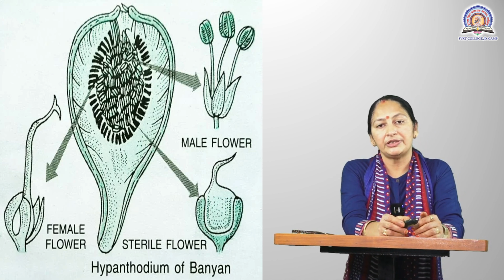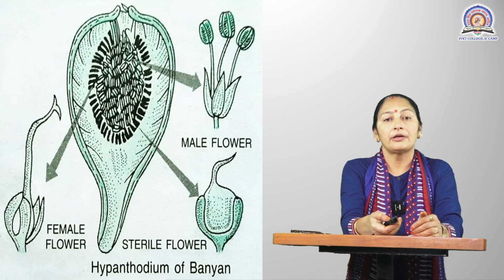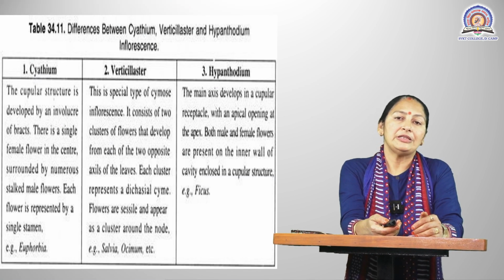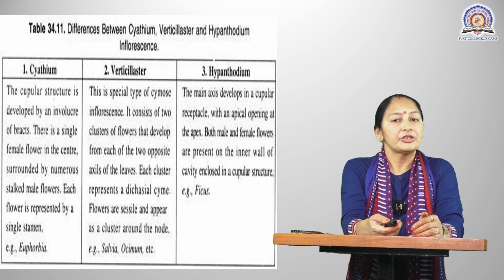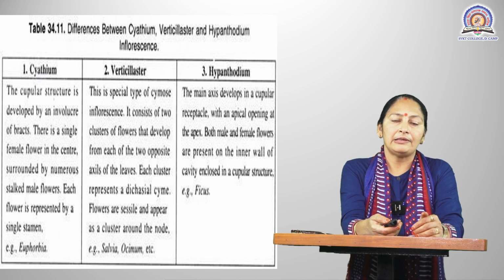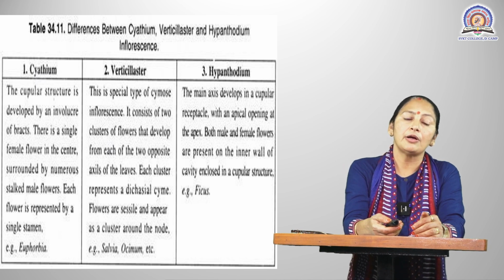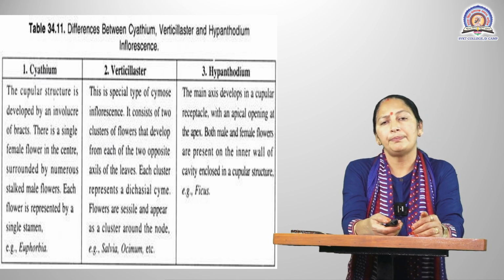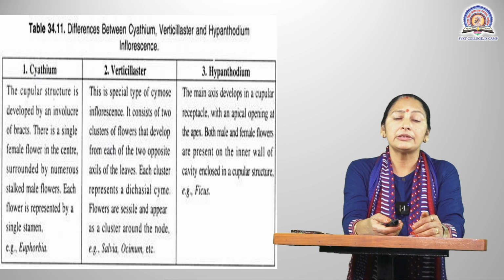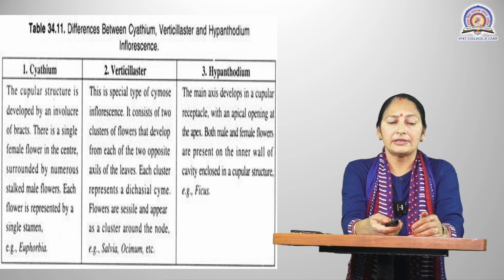A good example is the banyan tree; the fig and ficus are the same. These are examples of this special type of inflorescence. Then you have to see the difference between the cyathium, verticillaster, and hypanthodium. These are the three, and the differences are present in their characteristics, one by one.